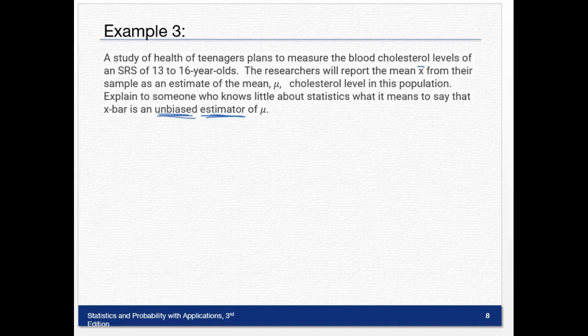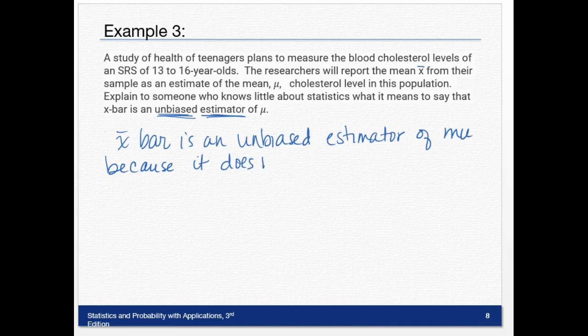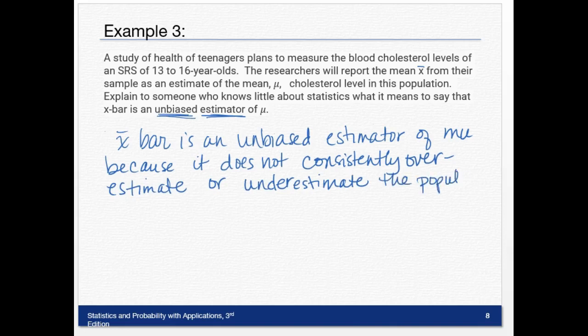Unbiased means you're hitting the target pretty consistently. Okay? So how would we write this? I would say X bar is an unbiased estimator of mu because it does not consistently overestimate or underestimate the population mean value. Okay? It lands right where it's supposed to on the target. It's not perfect, but it's pretty darn close. All right? Hopefully this gives you some model answers as you work your problems, and we'll see you in class.